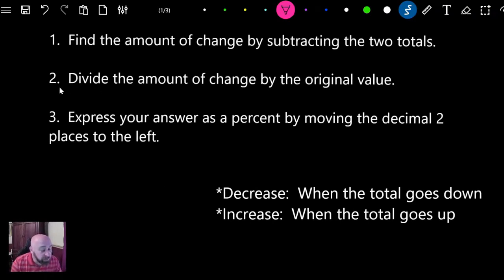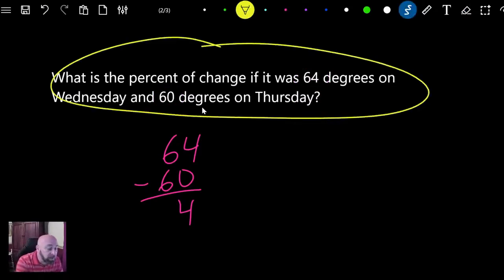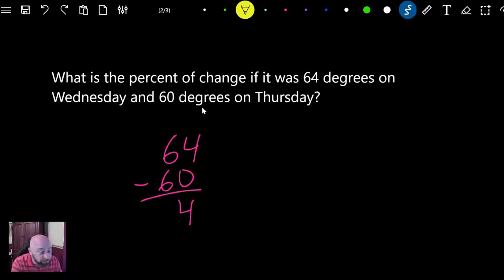Step number 2, divide the amount of change by the original value. All right, well, that one might be a little bit harder, but not too bad. What is the original value? Okay, now that's an important thing for us to understand. So let's go back up here to this main sentence. What is the percent change if it were 64 on Wednesday and 60 degrees on Thursday? Well, Wednesday comes before Thursday, right? So what's the original total? The original total is 64. That's what we started with. Wednesday, it was 64. Okay?